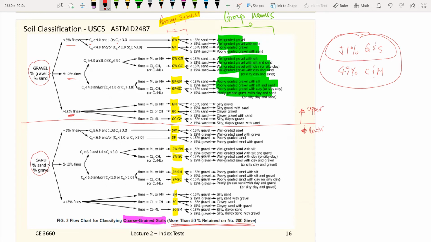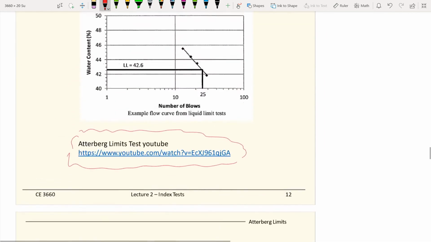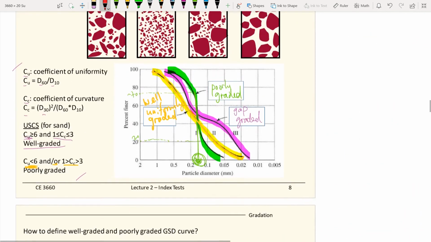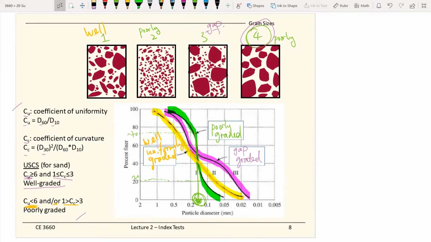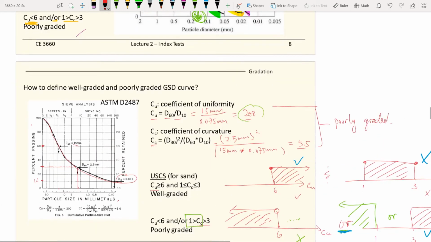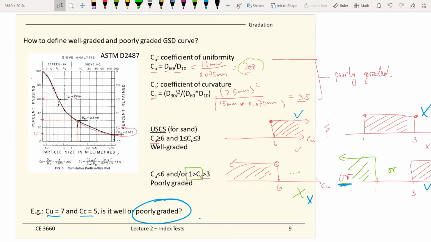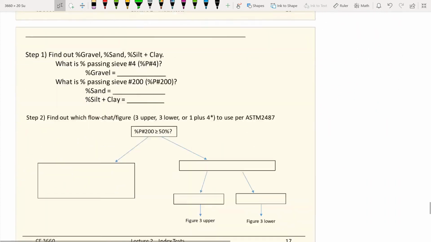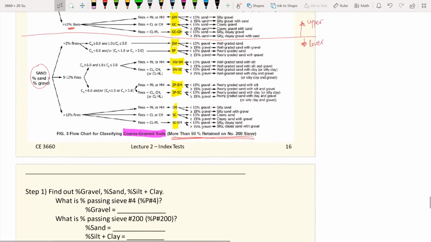So those C sub C and C sub U, we discussed that a couple slides before. On slide number 8, we talk about the C sub U and C sub C and how to calculate them, and a little bit more explanation on slide number 9 too. So remember, those C sub C and C sub U help us to tell whether your soil is well graded or poorly graded. So those will come back to help us to do the soil classification.